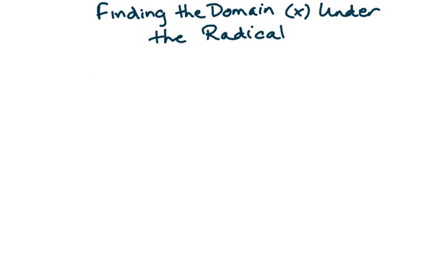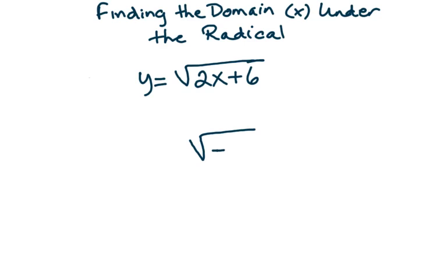In this video, I'm going to be talking to you about finding the domain, which are all the x numbers under the radical sign. So if I give you an equation like this, y equals radical 2x plus 6, and I want to know what does that x have to be? Well, remember, when you have something under the radical sign, it cannot equal a negative number. You can't have a negative number under this, okay?